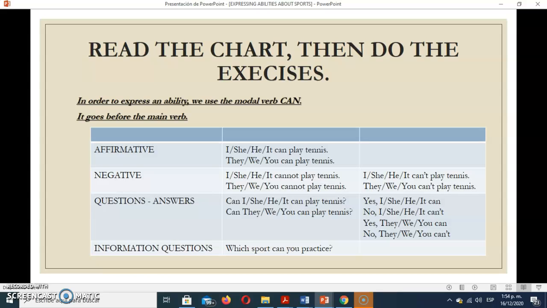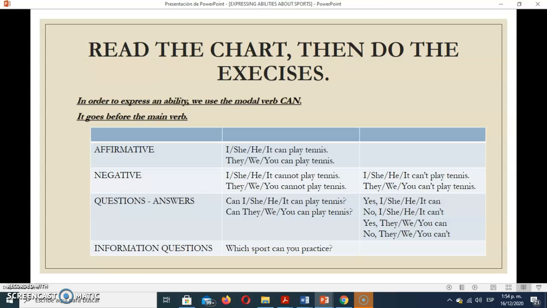Now you are going to read the chart and then you are going to do some exercises in order to practice. First, the modal verb can, that word is used to express something that I'm able to do. For example, I can play volleyball, but I cannot play football.